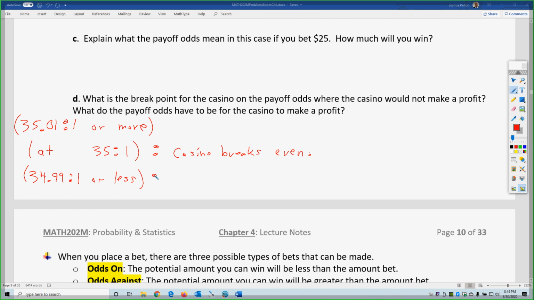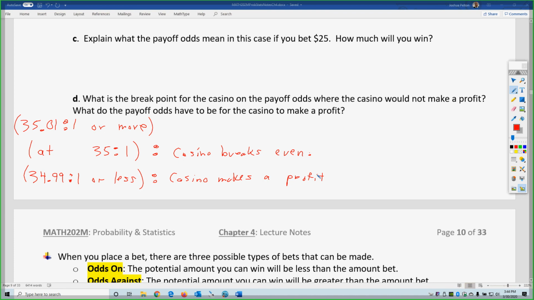In the case below, the casino makes a profit because they're paying less than the odds. You're not going to get paid enough on the win to circumvent the losses, assuming the probability plays out.